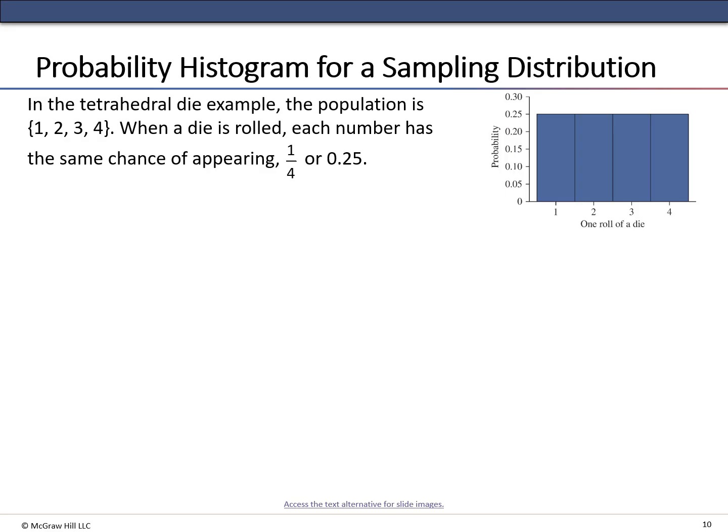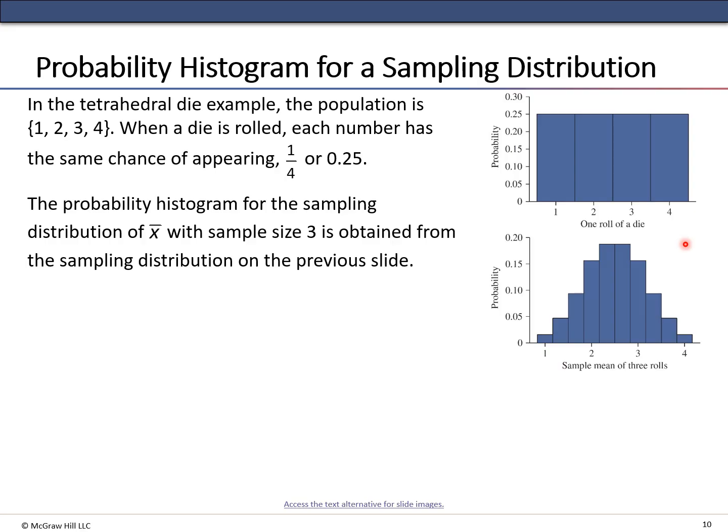In the tetrahedral die example, the population is 1, 2, 3, 4. This is the entire sample space that's possible when we roll the die. When we roll the die, each number has the same chance of appearing because it's a fair die. So each number, rolling a 1 for example, has a 1 in 4 possibility, or 0.25. And that's the probability table you see to the right. Each of the outcomes is equally likely with a fair die.